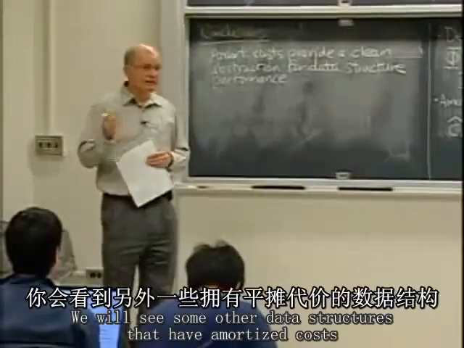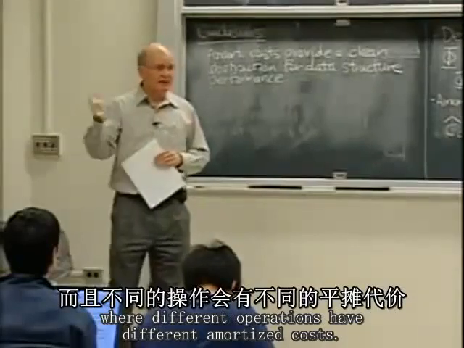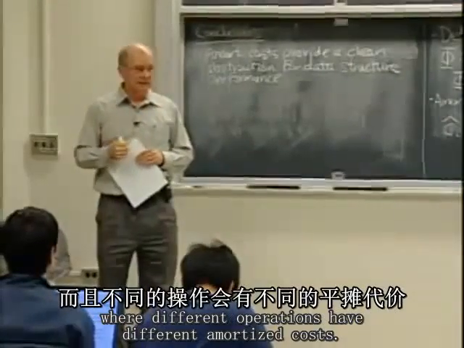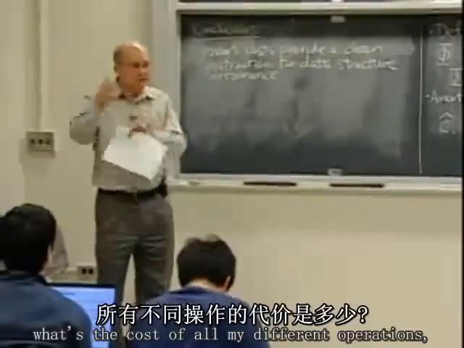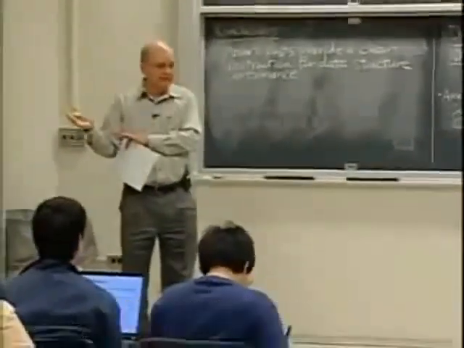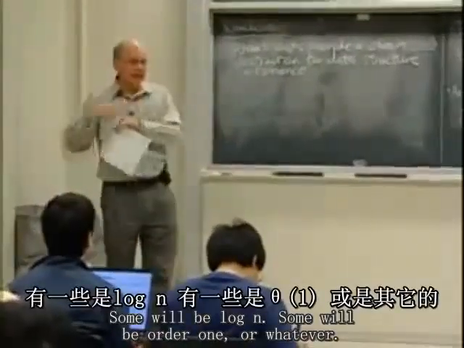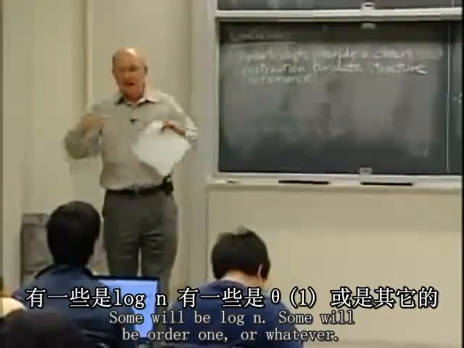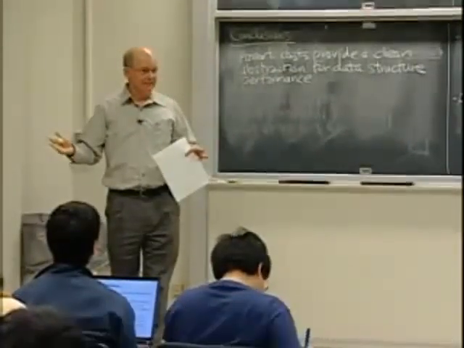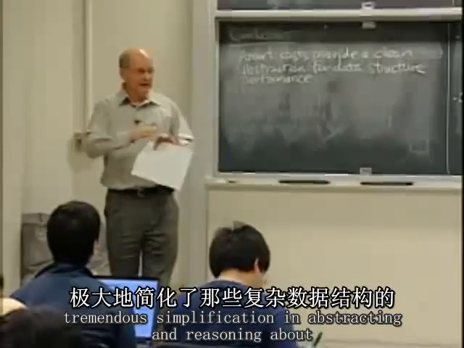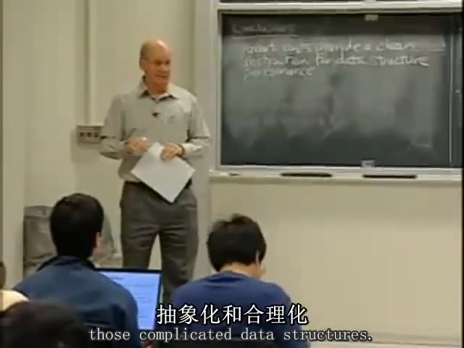We will see some other data structures that have amortized costs where different operations have different amortized costs. And the nice thing about that is I just add up the cost of all my different operations, where there's a different cost for each operation. Some will be log n, some will be order 1 or whatever. Add them up. That's an upper bound on the true costs. Tremendous simplification in abstracting and reasoning about those complicated data structures.